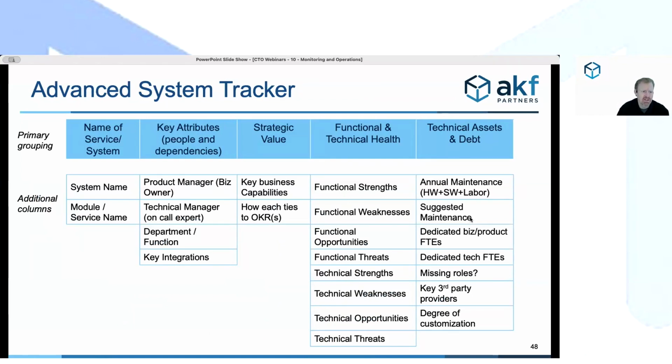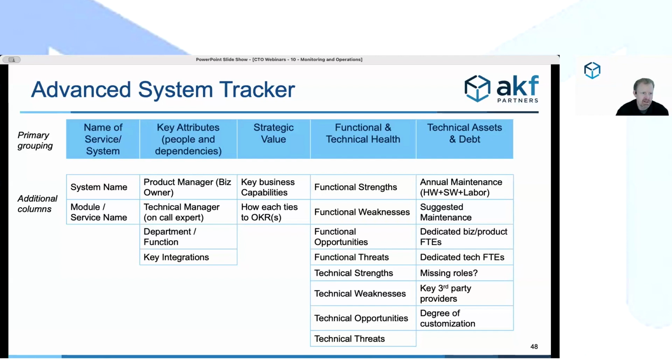And then to help you with your cost structure, the total cost, either upfront that you've spent to date, versus what you're spending annually. This can help you articulate where you think there's technical debt in your system. How many dedicated FTEs do you have today? How many should you have? Are there any missing roles? Are you dependent on third parties? How customized is this versus using commercial off the shelf? So this is the next level system tracker.